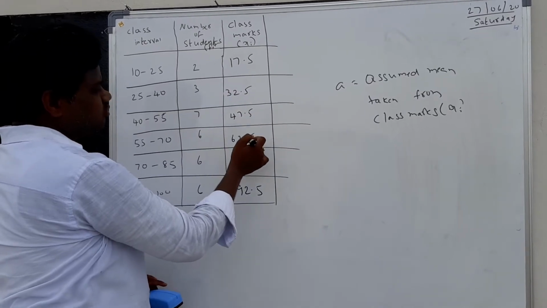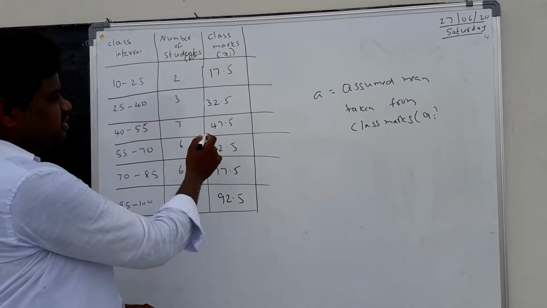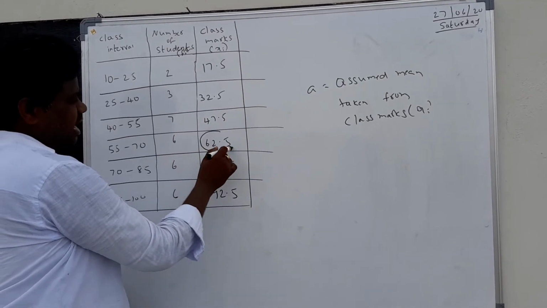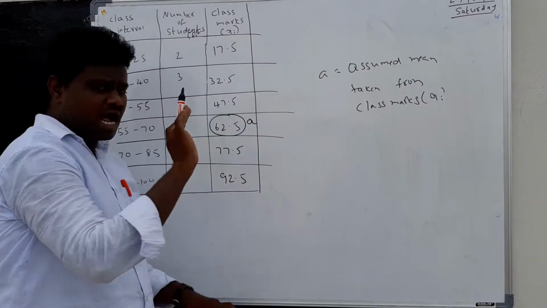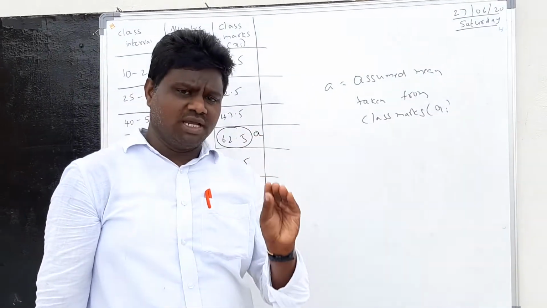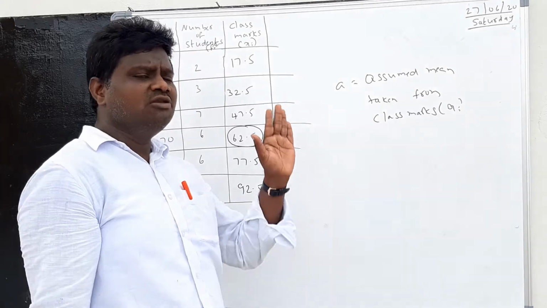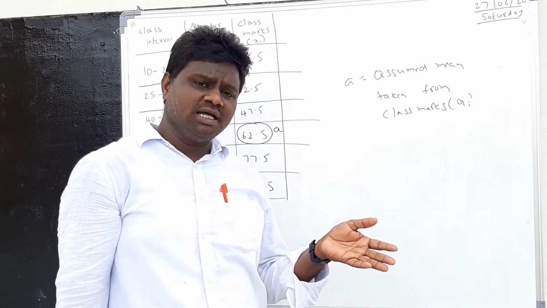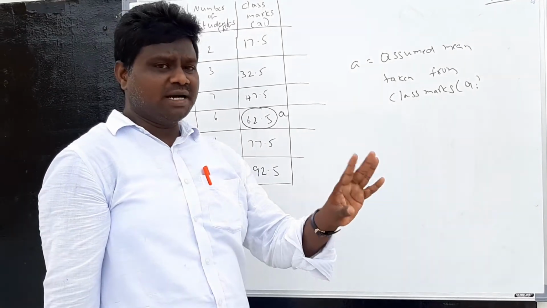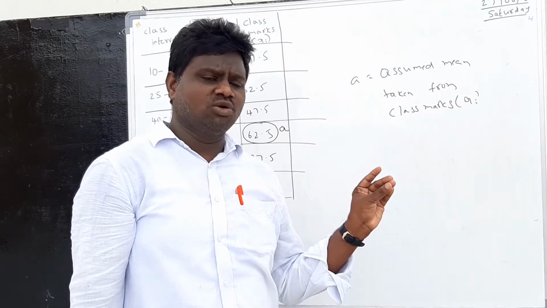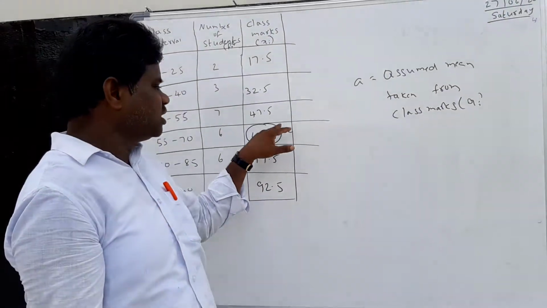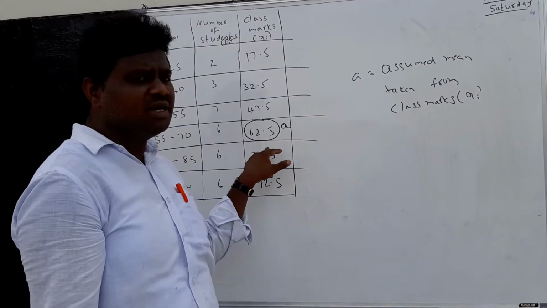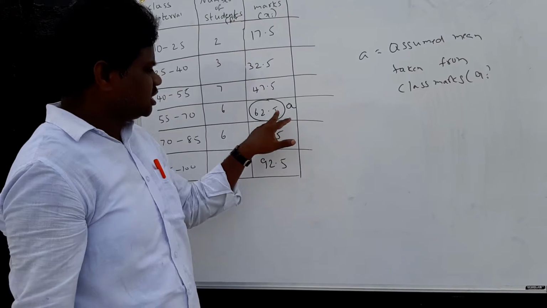Here 1, 2, 3, 4, 5, 6, so 6 observations. That means the 2 observations are the middle observations. Generally you take anything, I am taking this as assumed mean. Assumed mean can be taken from the middle values of the class marks. Any class mark can be taken as the assumed mean, but for convenient calculation, we locate it in the middle. Anything you take, A is equal to 62.5.